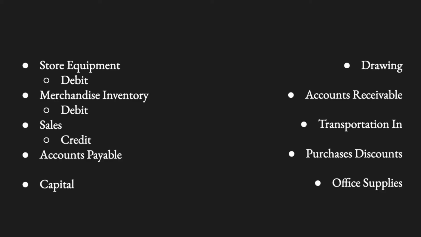Accounts payable is a credit account. Accounts payable is what you owe to someone else. In other words, it's a liability. And liabilities, as we know from DEALER, are credit accounts.